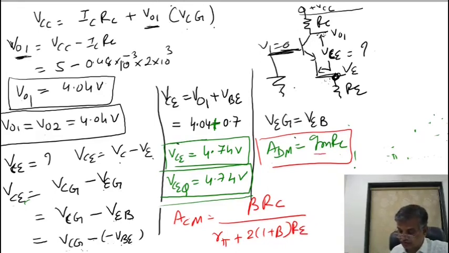What is GM? RC is already given, they have given RC. GM you do not know. GM they have not given. Look in your data, GM is not given. So how to find the GM? So let us find the GM now.